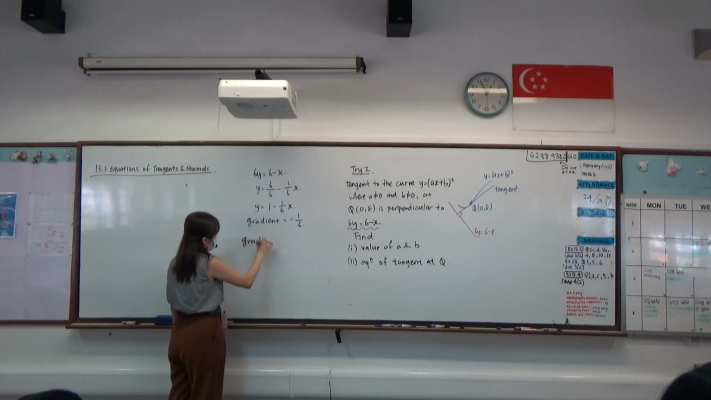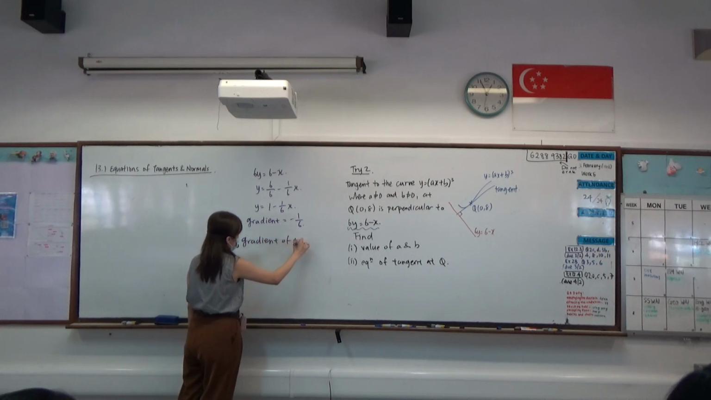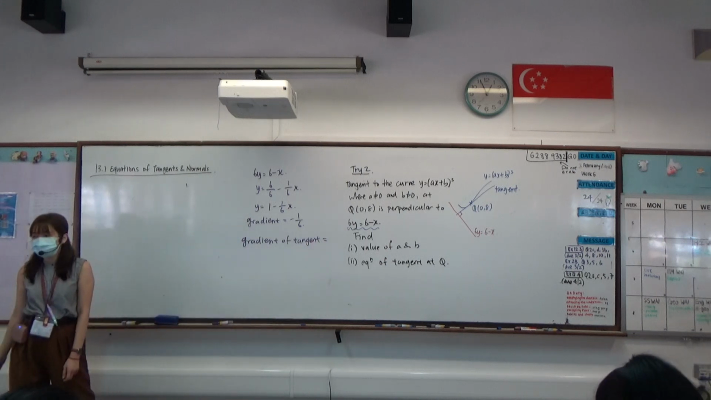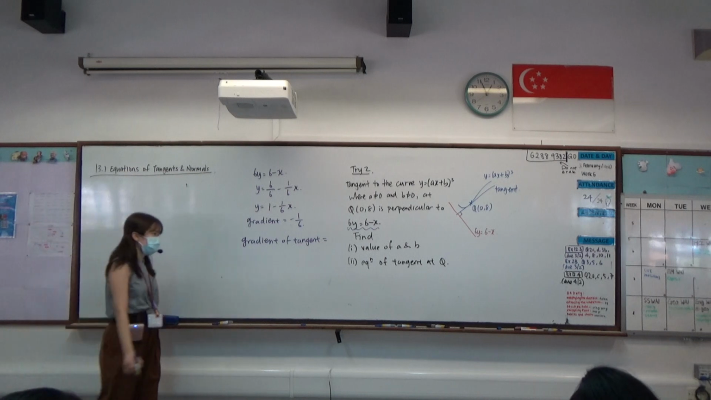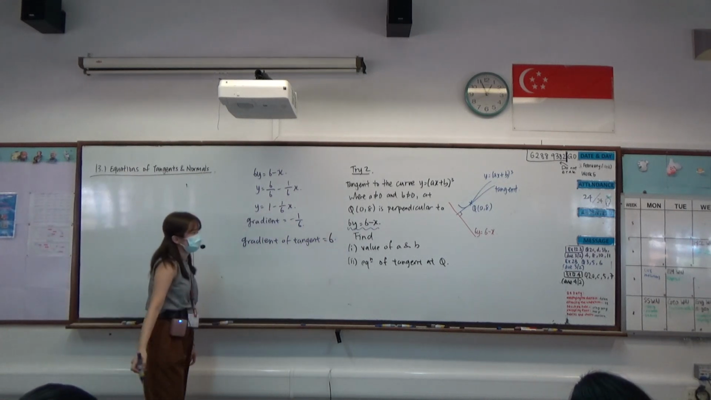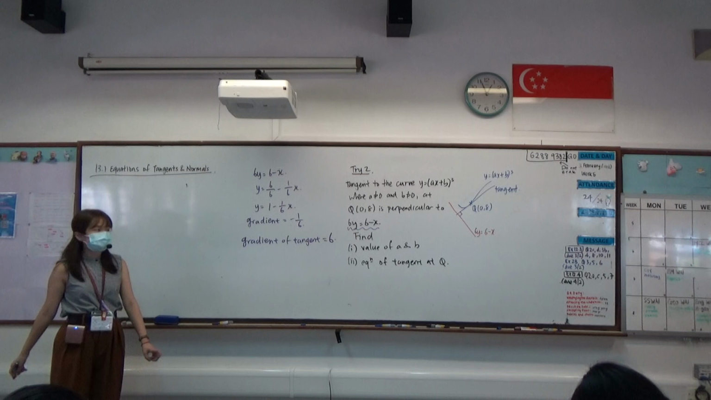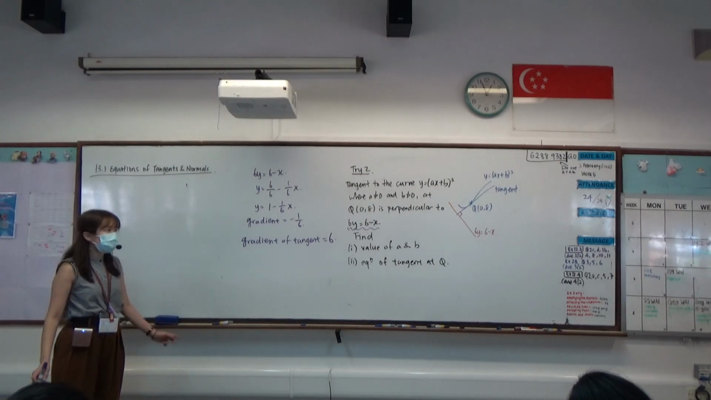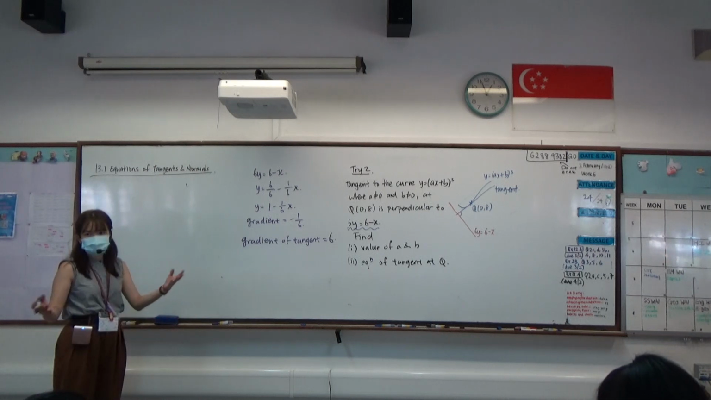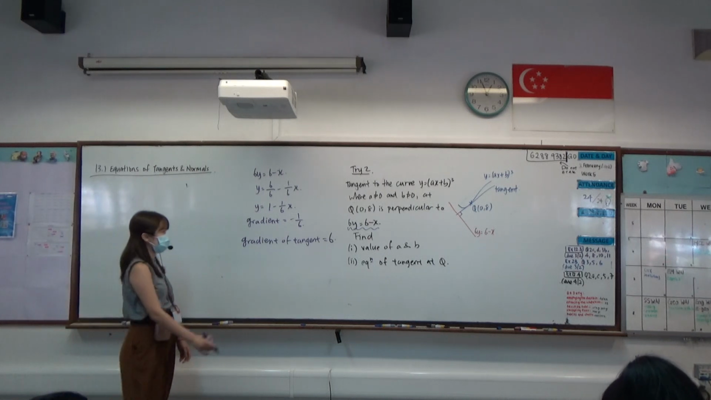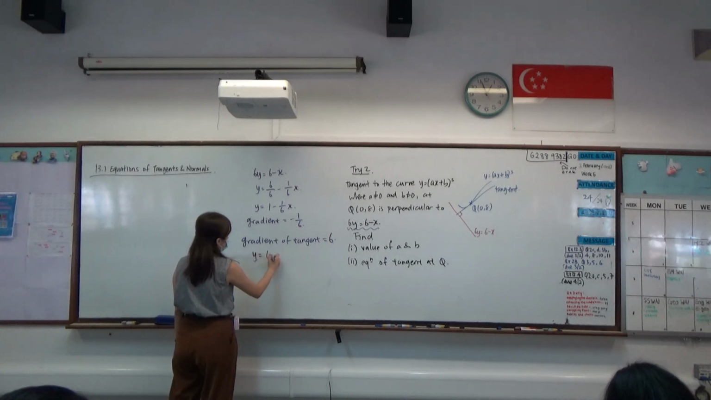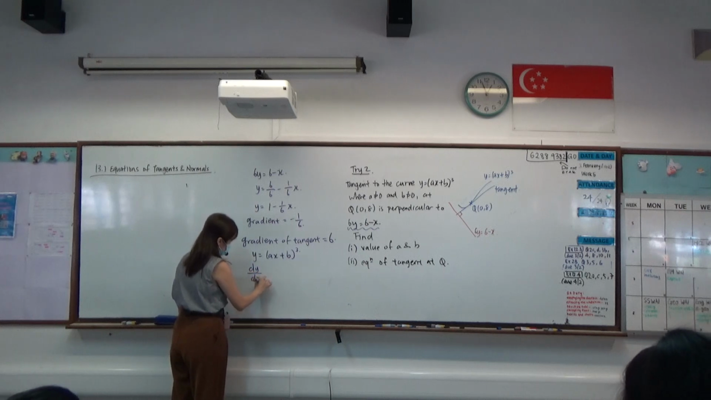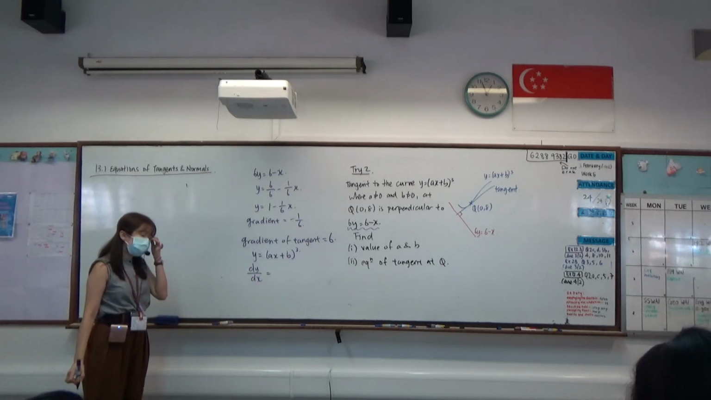And what will the gradient of the tangent be equal to? Wait, what's the gradient of the tangent? 6. Okay, so having the gradient of the tangent, gradient we think of the derivative. So let's do the derivative for y equals (ax plus b) cubed. Now what is the derivative?